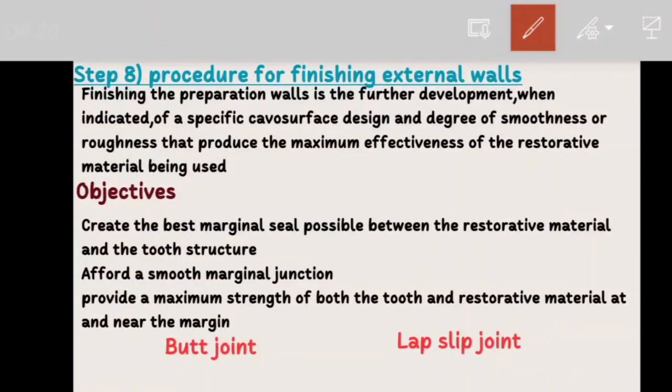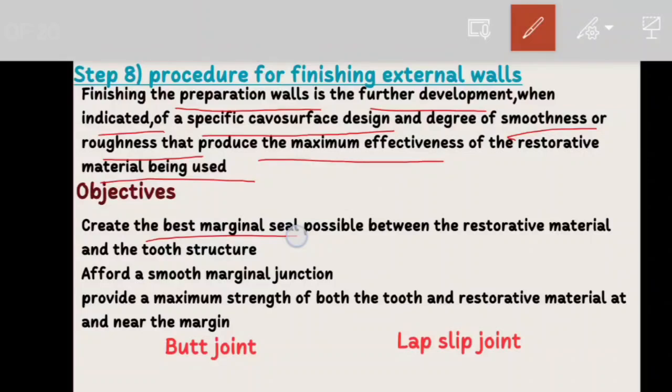Step 8 is finishing of the external wall. Finishing the preparation wall is a further development, when indicated, of a specific cavosurface design and degree of smoothness or roughness that produces the maximum effectiveness of the restorative material being used. So what are the objectives? It will create the best marginal seal, smooth margins, and it provides maximum strength of tooth and restoration. The types of margins are butt joint, lap and slip joint.